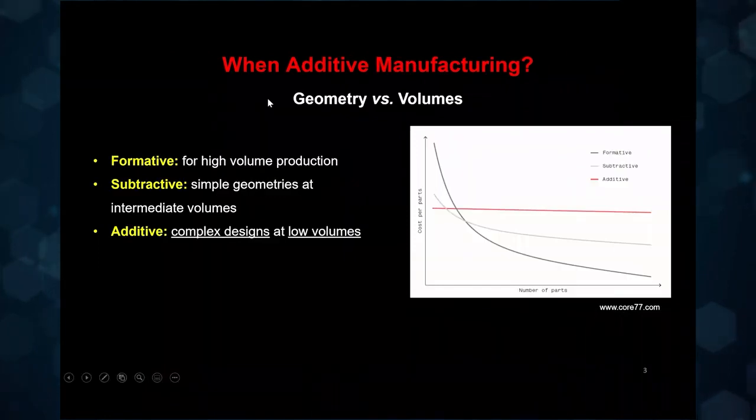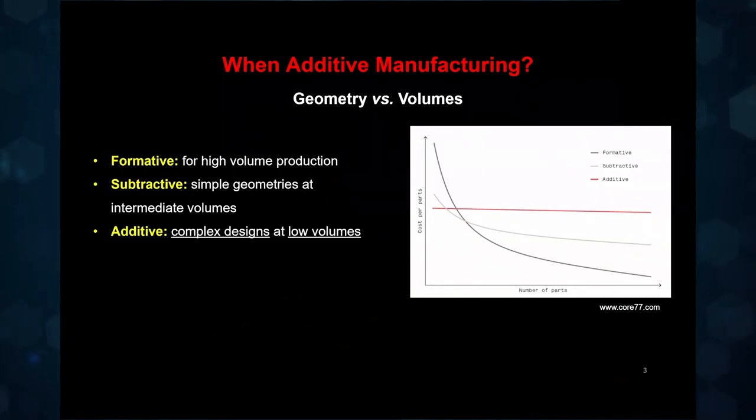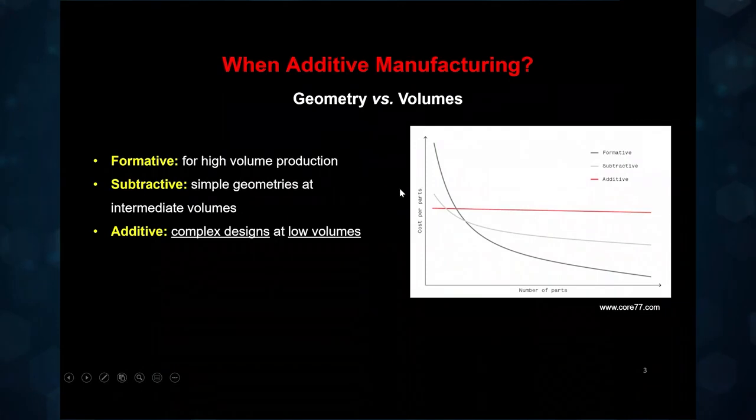Should we get rid of formative and subtractive manufacturing? Well, if you look at this plot here, the answer would be no. If you want to make thousands, millions of a part of a given shape and size, then you're still better off doing formative manufacturing. If you're making parts which are relatively simple in geometry and at fairly large volumes, even if it's not thousands or millions, you would still be better off with subtractive or machining.